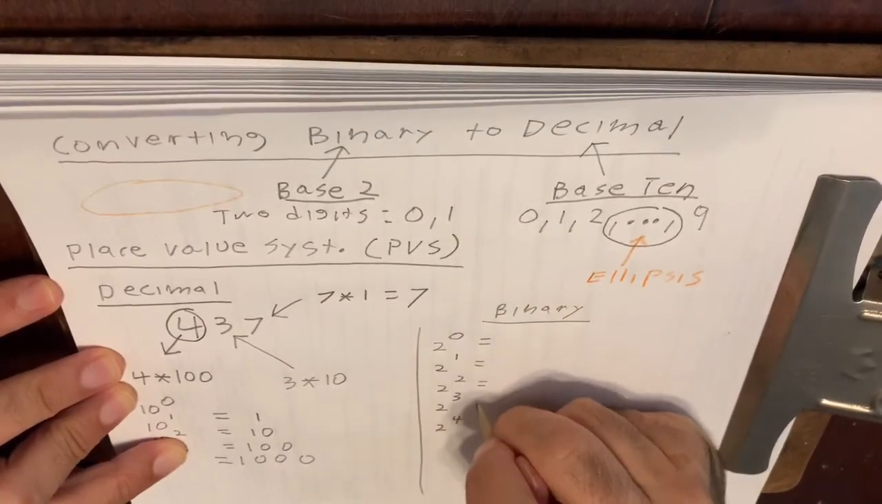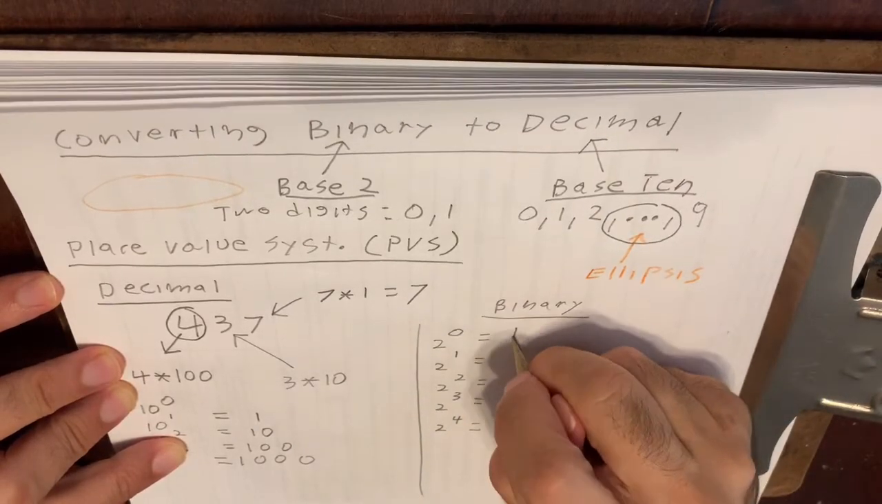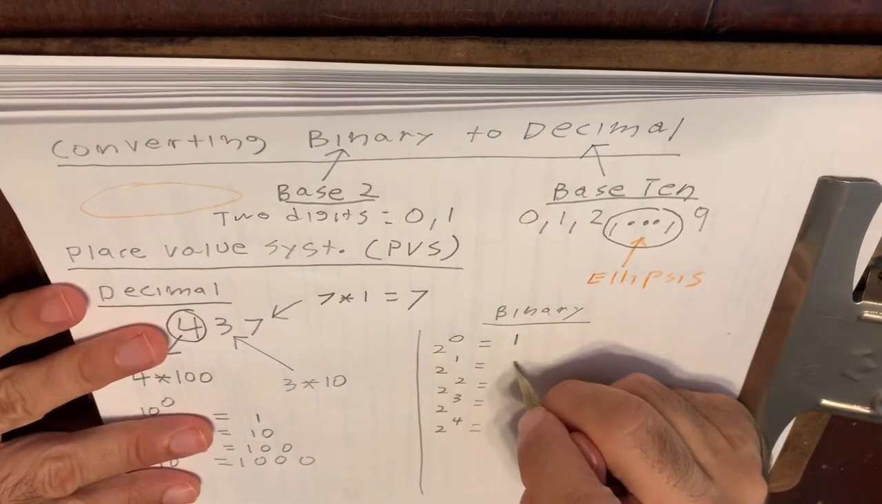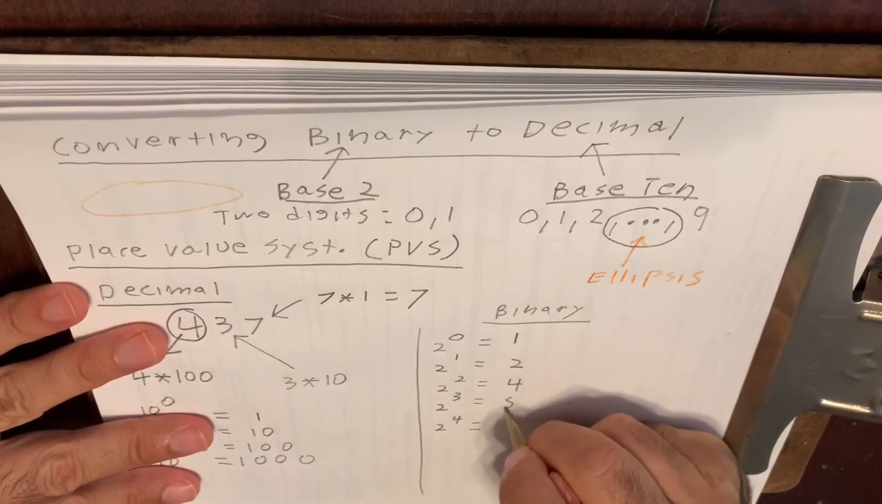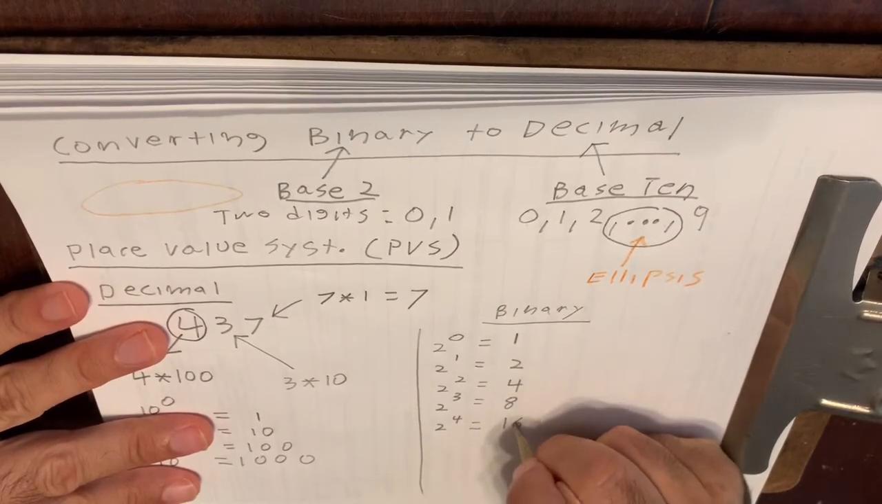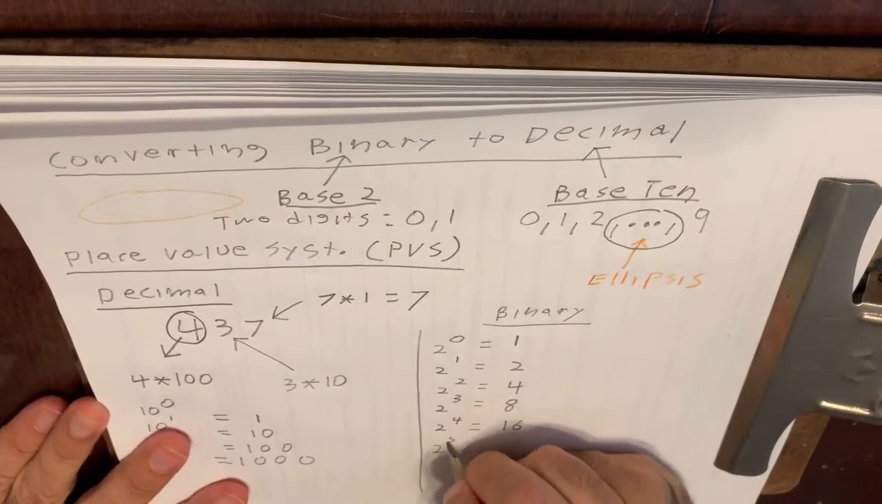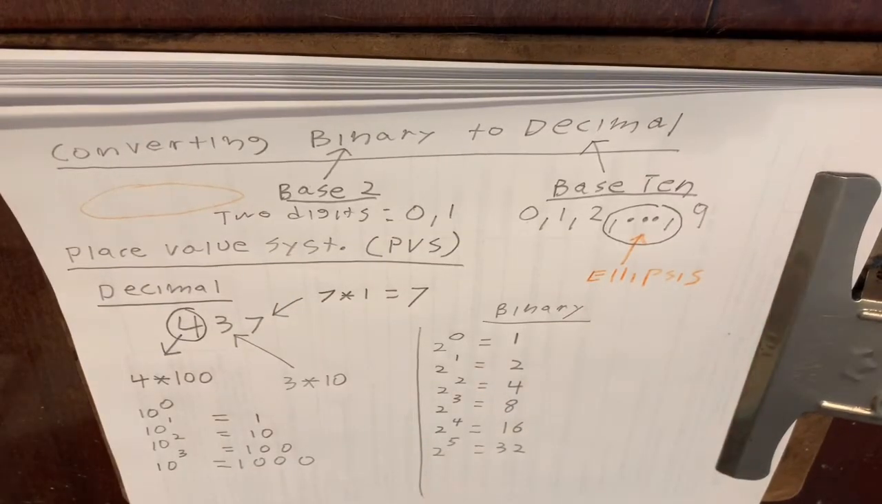So, of course, any non-zero number to the 0th power is always 1. You know that, of course. If you don't know that, you better know it. 2 to the first power is 2. 2 to the second is 4. We have 8, and then 16. And this can go on, 2 to the 5th power is 32. So this is the pattern.